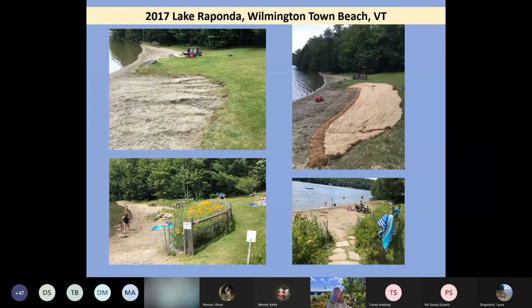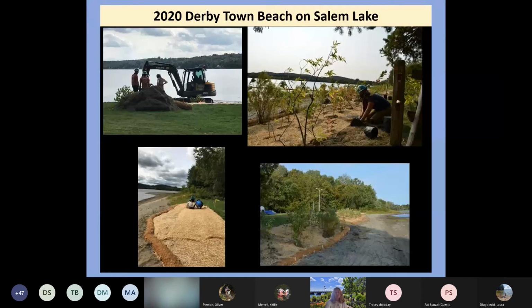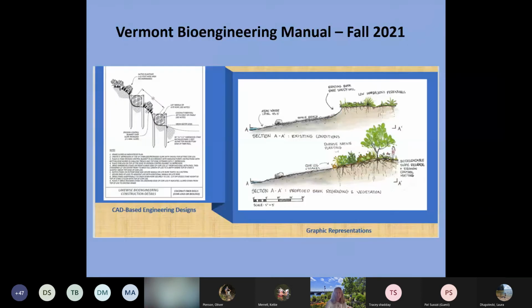There might even be a tree for a rope swing and hammocks at some point. So we're slowly trying to work with a new expectation for these public beach areas while minimizing the sand from eroding into the lake. Another project on a beach was Camp Moriarty last fall up at Salem Lake, and that's holding really well. This is the town beach on Salem Lake at Derby, and just giving you some more ideas of how these bioengineering practices can really be restorative for reestablishing living shorelands.